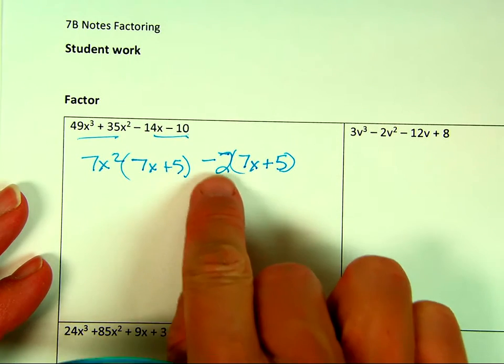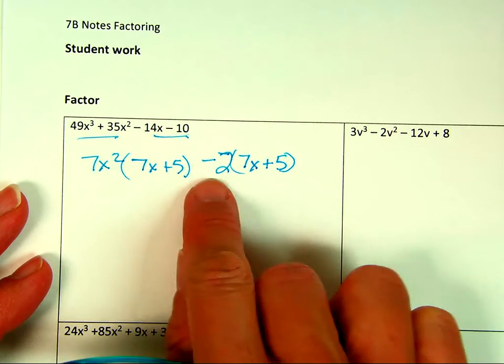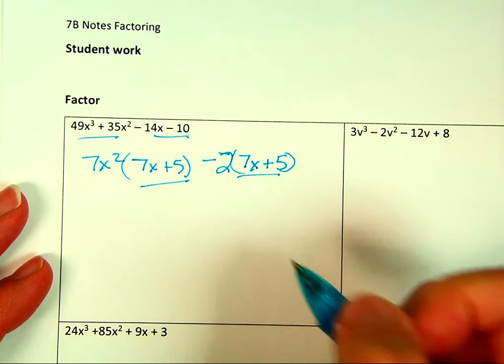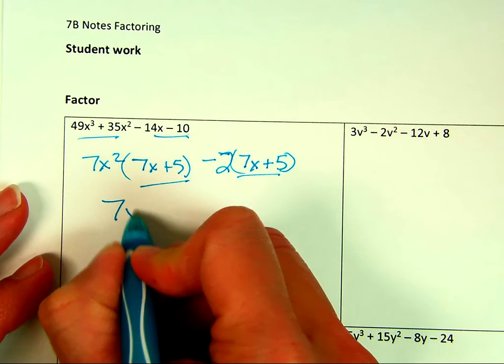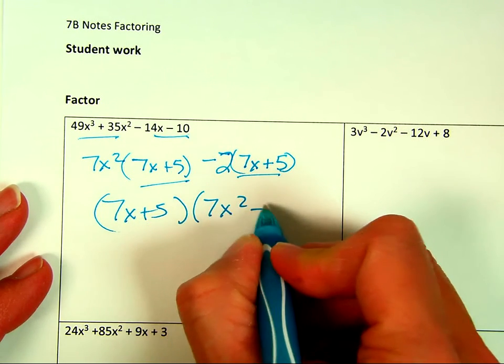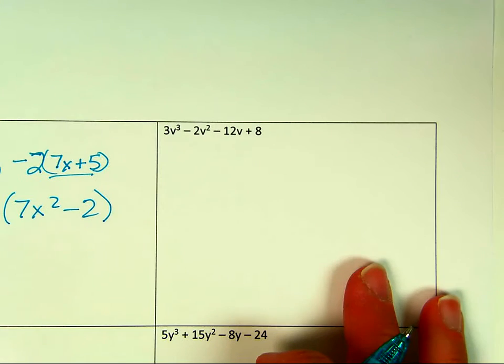You can always double check. Does negative 2 times 7x get me negative 14x? Yes. Does negative 2 times 5 get me a negative 10? Yes. And of course you want the same thing in the parentheses. So I take out my greatest common factor, and I see what's left to get my second binomial. All right, on to the next one.